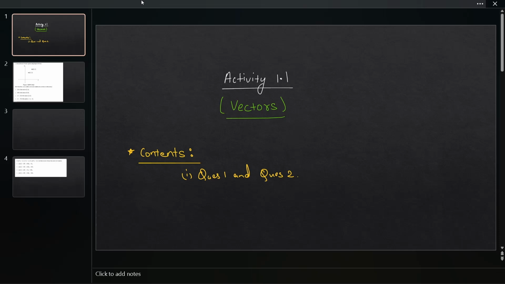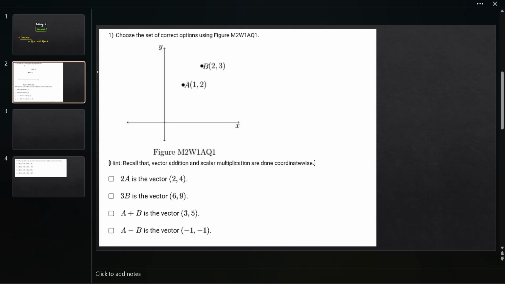In this particular video, we'll be looking at the solutions of activity 1.1, which basically revolves around vectors. So we'll be discussing question 1 and question 2. Let's get started. First we have question 1.